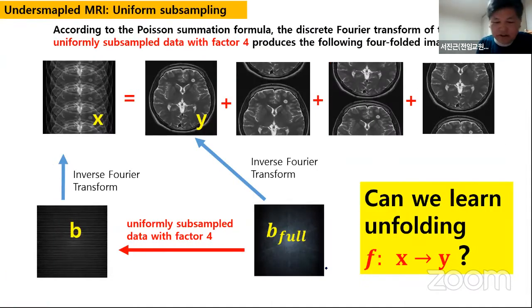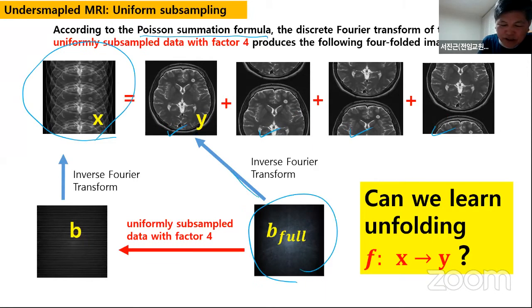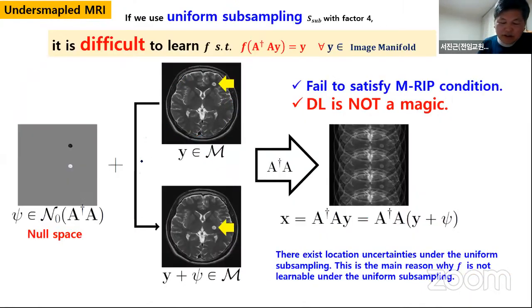According to the Poisson summation formula, the discrete Fourier transform of the uniformly subsampled data is adding this summation, and you have this data. From the fully sampled data, you can get this. The question is, can you get this image from this? Can you learn this one? Unfortunately, it is difficult to learn.